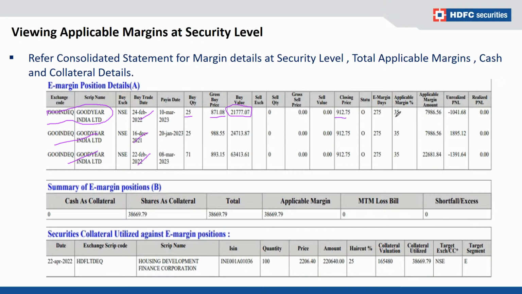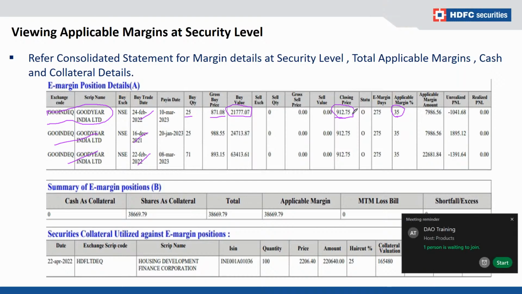I will charge the margins on the closing prices, which means margins will always be calculated on the closing price of the stock. If the stock price goes up, the margins go up. If the stock price goes down, the margins also go down. Simply stating, if the price of the stock which I bought is at 100 rupees and I paid 30% margin, that is 30 rupees. If the stock price goes from 100 to 110, I will charge margin 33.